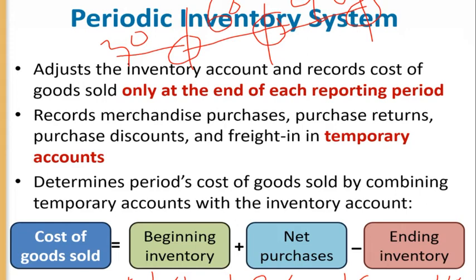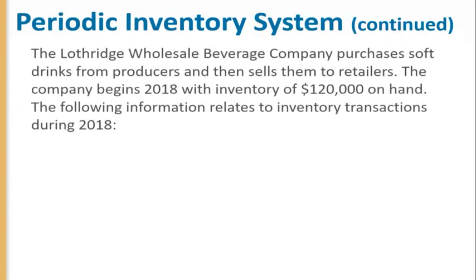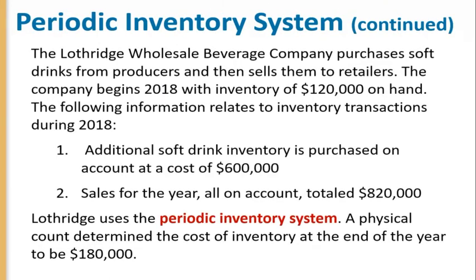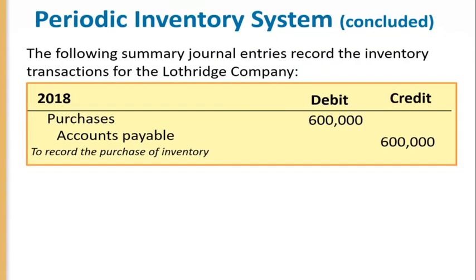Okay, so let's see how we record the purchase and sales under periodic inventory systems. This is how we record the purchase. Under the perpetual inventory systems, we recorded inventory first, meaning we debited inventory, but in this case we are debiting purchase and crediting accounts payable.